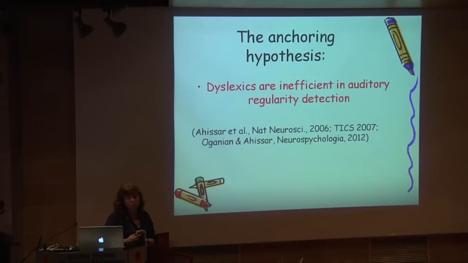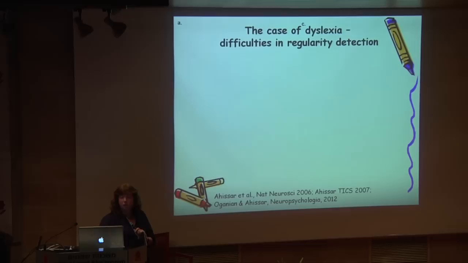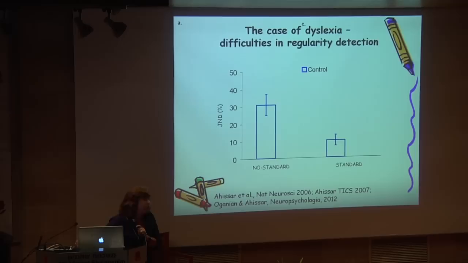We were thinking about dyslexia. Dyslexics are individuals who have difficulties in acquiring reading, but it typically goes together with working memory difficulties, verbal working memory difficulties, and some other aspects of linguistic difficulties. And what we did was look at how they do two-tone discrimination, and we looked at the condition.